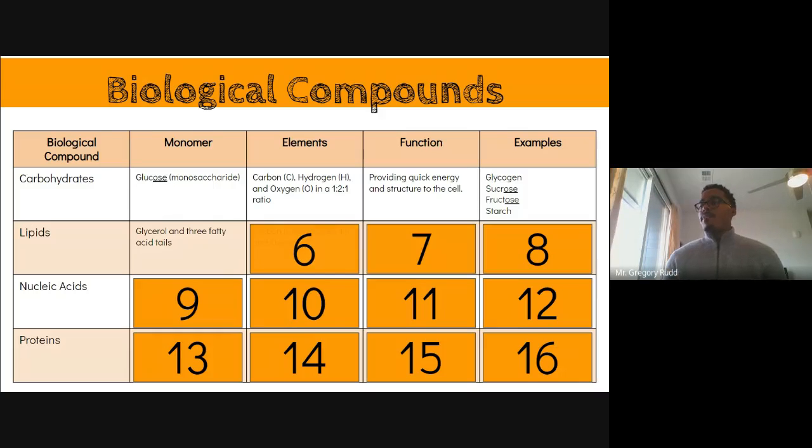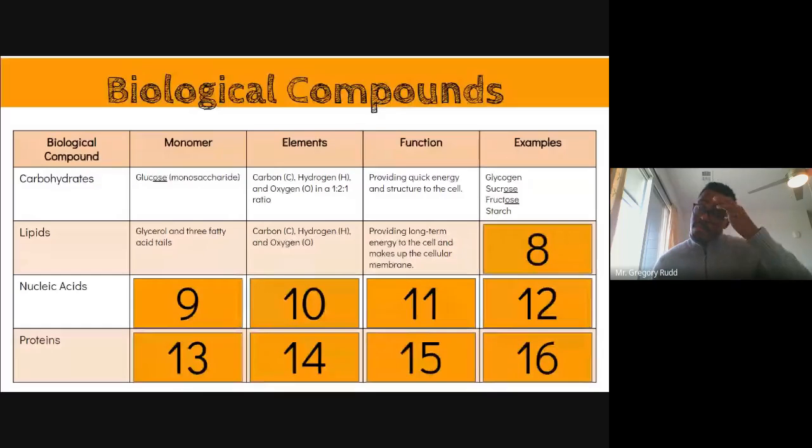Good. The elements are the same, carbon, hydrogen, and oxygen. But the difference is that for lipids, they don't exist in a 1:2:1 ratio. All right. What about the function of lipids? What do they do for living organisms? They store energy. They provide long-term energy. They're also a vital part of membranes. That's also important to note. That's connected into our second unit when we talked about cells and organelles. Lipids make up the cellular membrane.